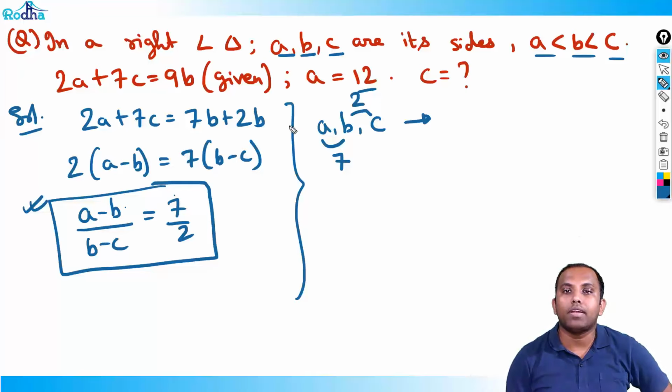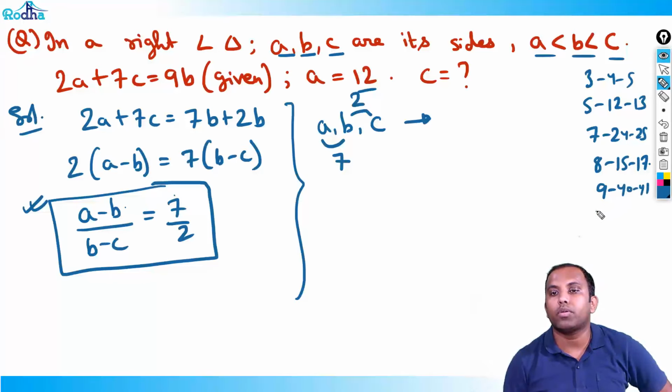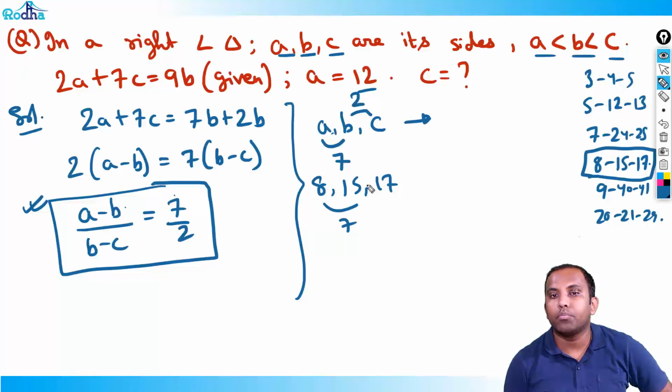So if you observe all those basic triplets which I told you to remember: 3, 4, 5; 5, 12, 13; 7, 24, 25; 8, 15, 17; 9, 40, 41; like this you'll write all the triplets, 20, 21, 29. You'll see that 8, 15, 17 satisfies it, right? The difference between A and B is 7, that is 8 and 15, and the difference of B and C is 2. Satisfied this, right? So A, B, C, the 8, 15, 17 triplet satisfies.